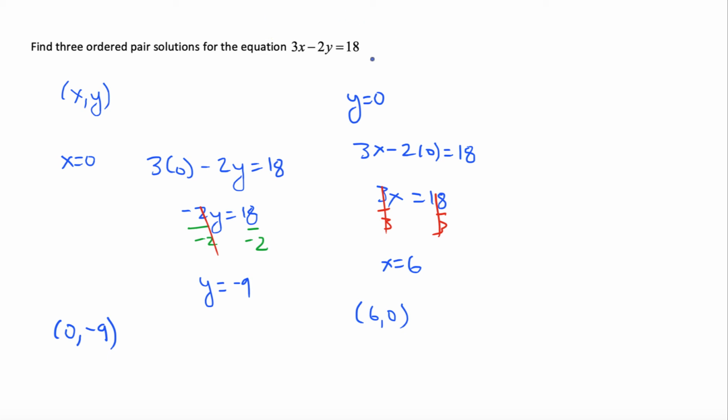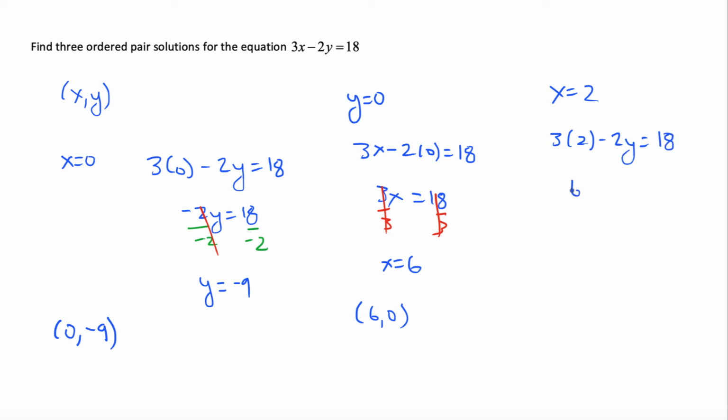Now, what about the last? Remember, you're asked to find three ordered pairs. So for the last one, I'm not going to say it matters, but let's do x is equal to 2. So I'm going to plug in x is equal to 2 here, and then I'm sort of going to work backwards and solve for y.